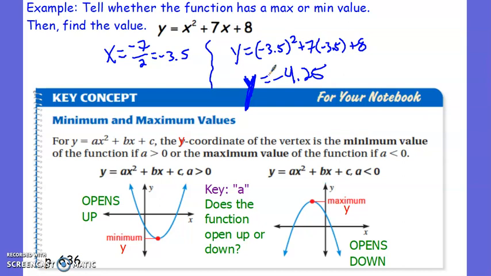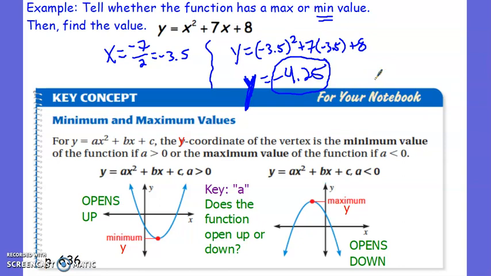However, that wasn't the question they asked us. They said, tell us whether or not our graph is a maximum or a minimum and find the value. Well, because a is a positive 1, I know that my graph is going to open upwards. So over on the left, down here on the bottom of our screen, because a is positive, I know that my graph's going to open upwards, which means it has a lowest point. It has a minimum, as we say, a lowest point on my graph. So this graph is going to have a minimum value, right here. It's going to be a minimum. But then at the same time, that minimum value is negative 4.25.